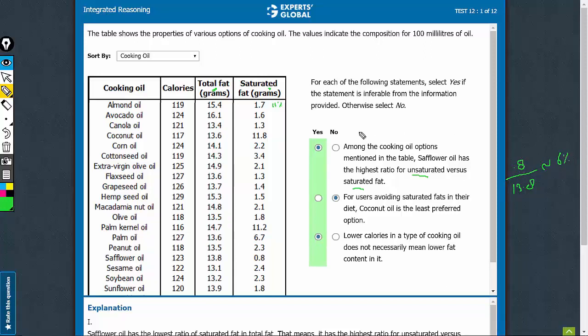So let's see if there is any oil for which this value is less than 6%. This is approximately 10. 1.3 upon 13 is again approximately 10. 12 upon 14 is approximately 8. This is close, but yes, this is more than 10. This is around 15. This is way higher. This is more than 20 in fact. This is again around 15. 1.3 upon 13.6 is approximately 10.